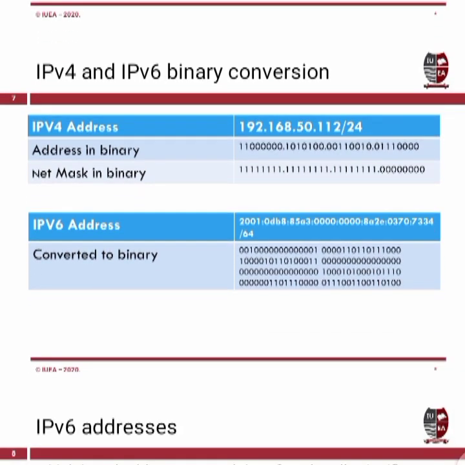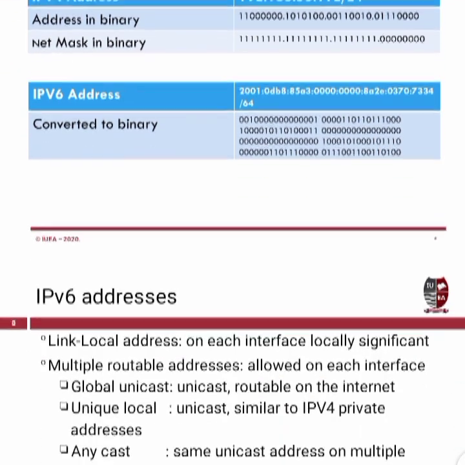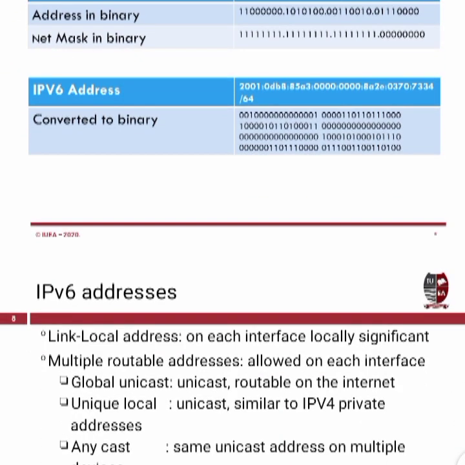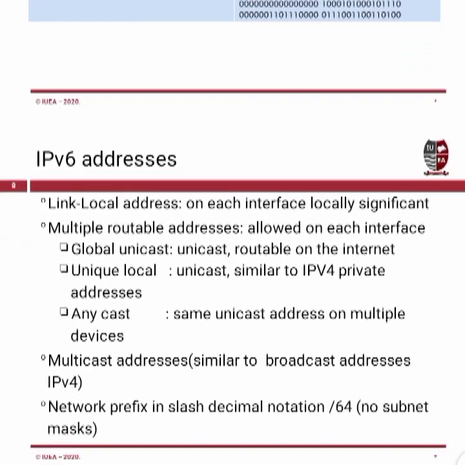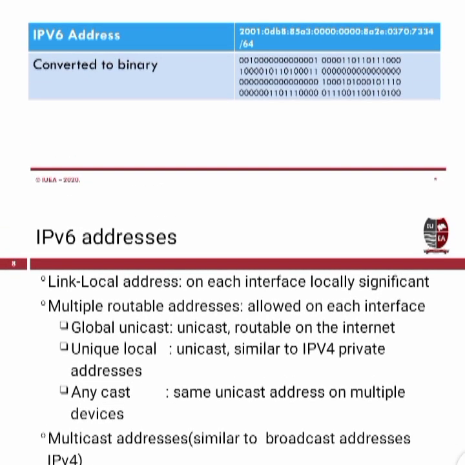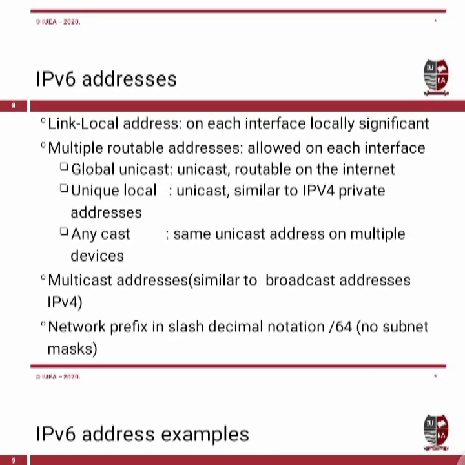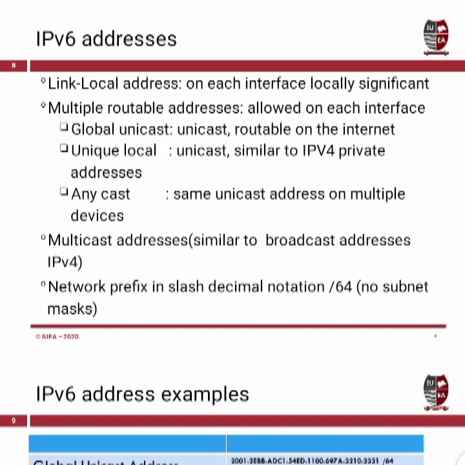IP version 4 and IP version 6 binary conversion. You can see the table is there. They already converted the IP version 4 address, you can see the numbers converted. The IP version 6 address, the numbers are also converted to binary. IP version 6 addresses.